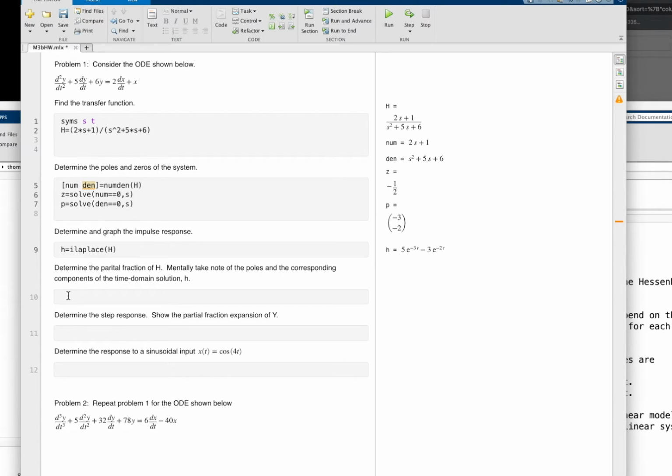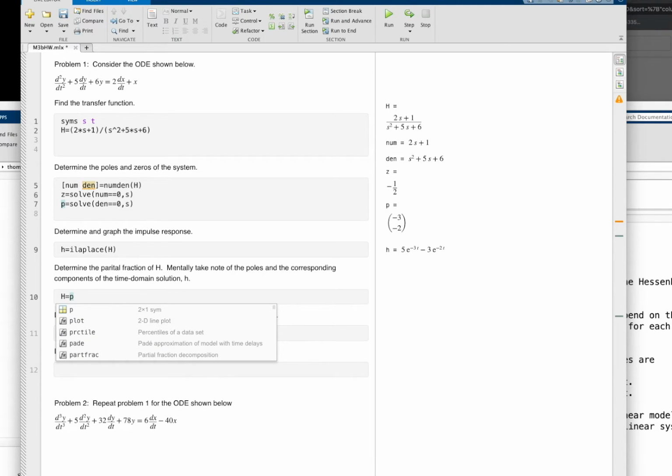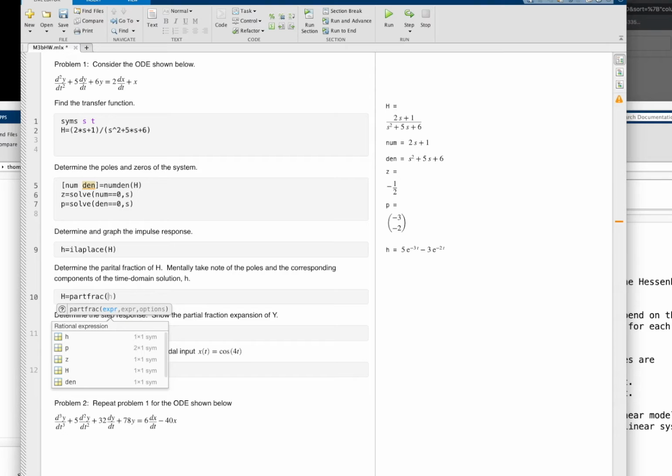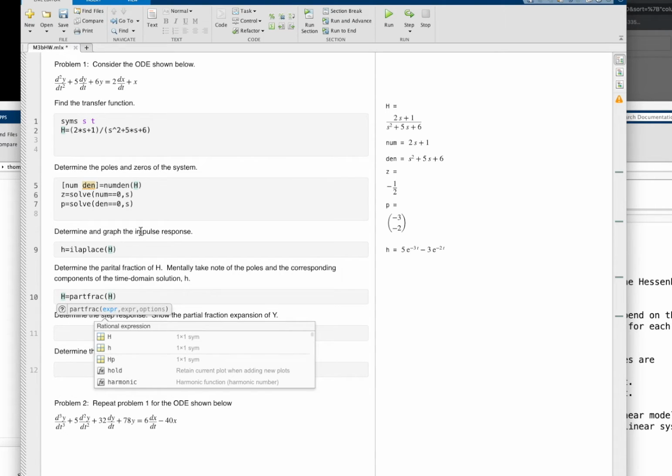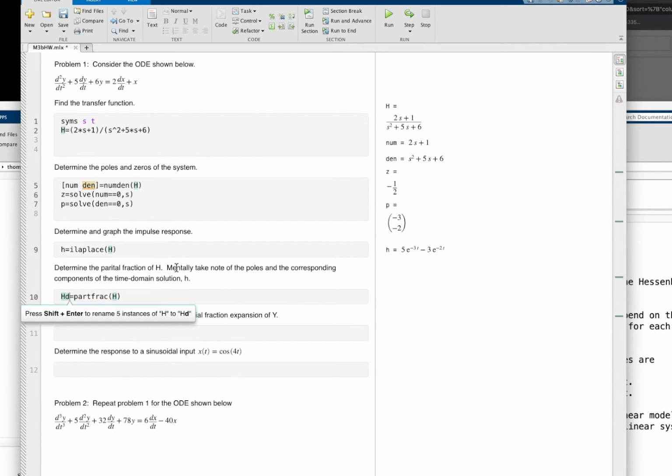Okay, so let's do that. Here's what I mean. I want to do the partial fraction expansion like you did in your DFEQ class and maybe your dynamic systems, but we're not going to have to do any of the work. We're going to let the symbolic toolbox do the work for us. And I'm going to rename this because I want to save that H. So I'm going to call this HP. All right, so it's still the transfer function H but put in partial fraction form.